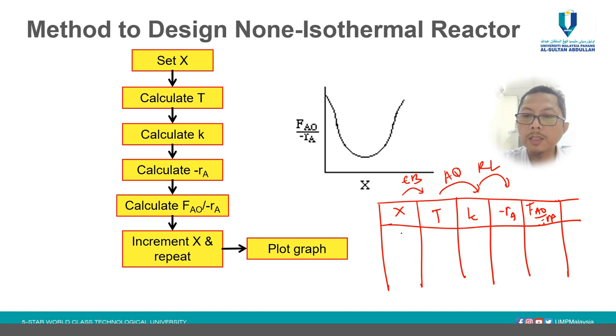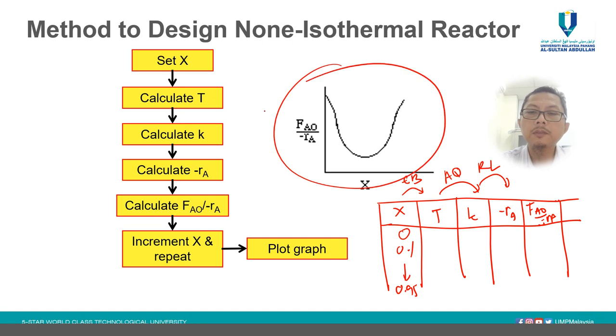Let's say in the beginning it is 0, and then 0.1 until 0.95. Then you can plot a graph like this, and the volume will be the area under the curve. How to find it? We normally use the trapezoidal rule. We draw some lines here, then we calculate segment by segment using the trapezium area formula. So that is the way we calculate the area under the curve. This is the way to determine V for PFR.